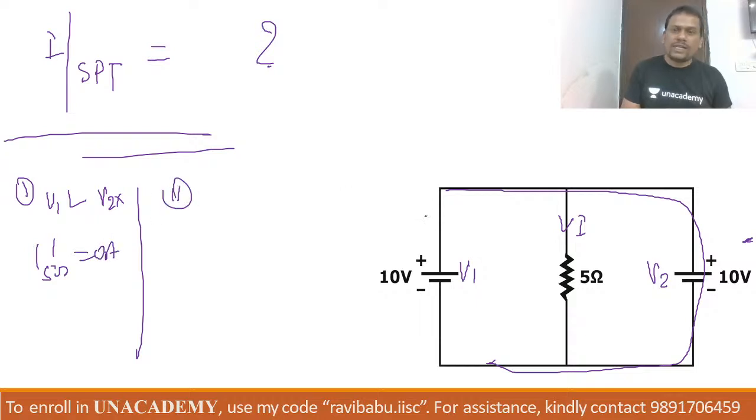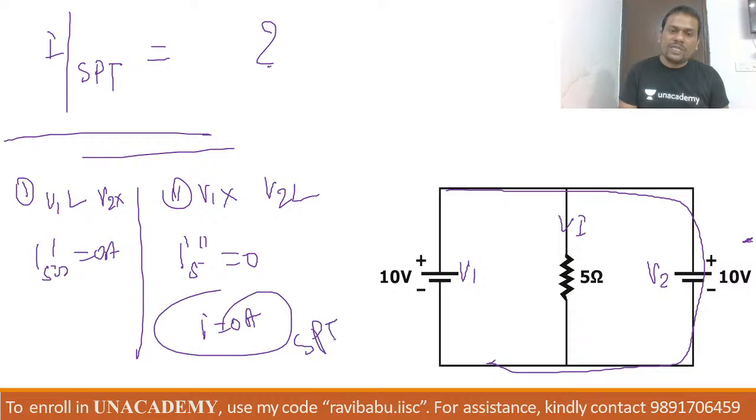Now what about the second case, beta, when this is active, so V1 deactive and V2 active, again it will be short, so I of 5 ohm dash will be 0. Overall, beta, the value of I will be 0 ampere if we handle it by SPT.